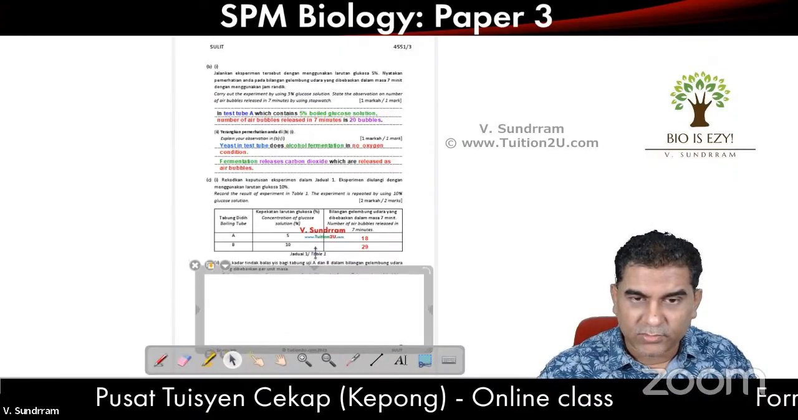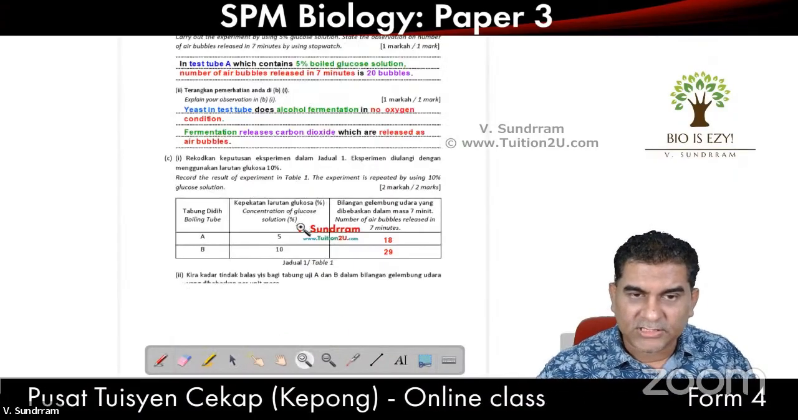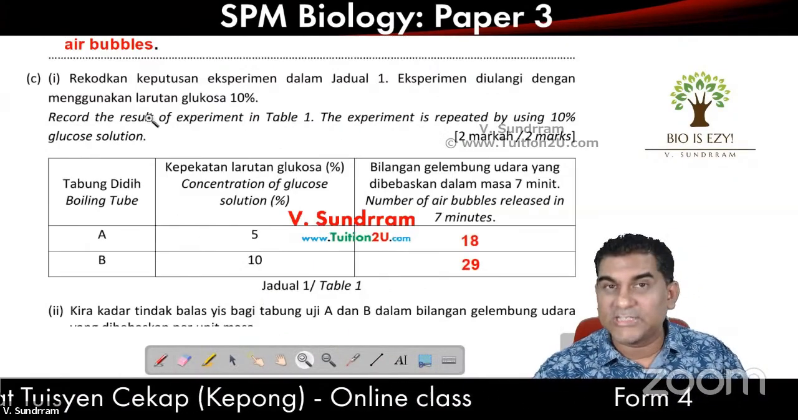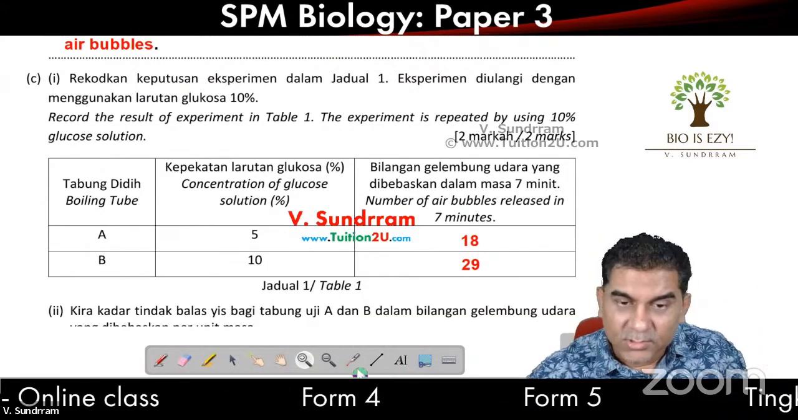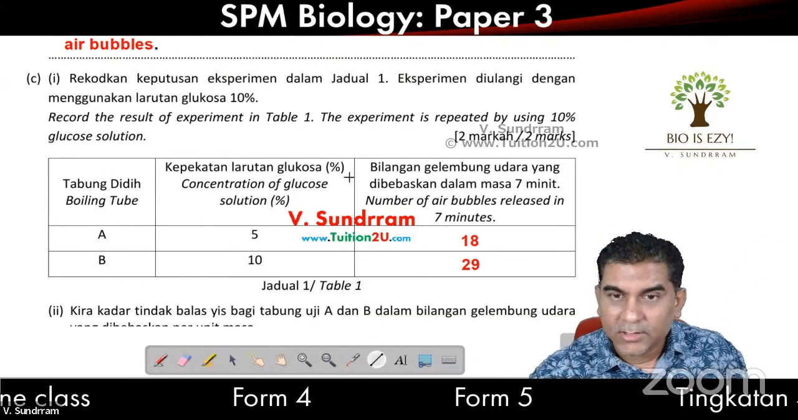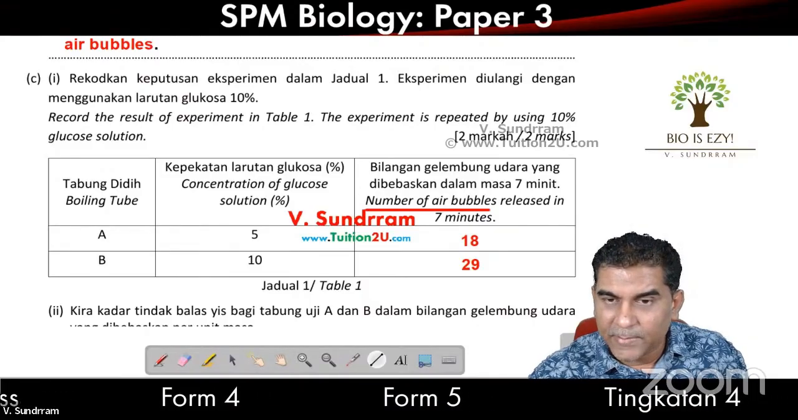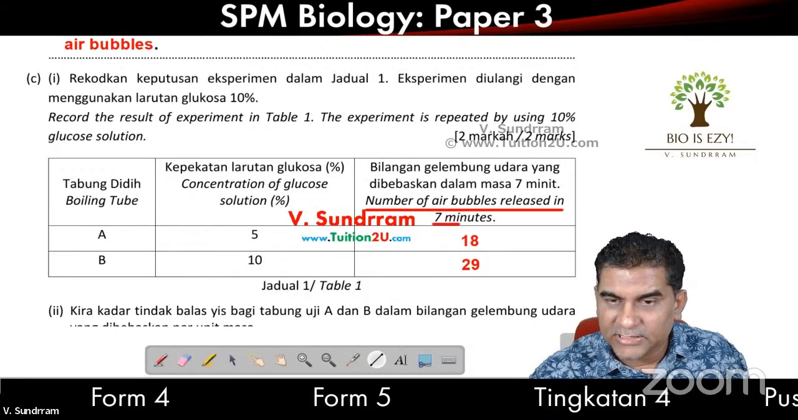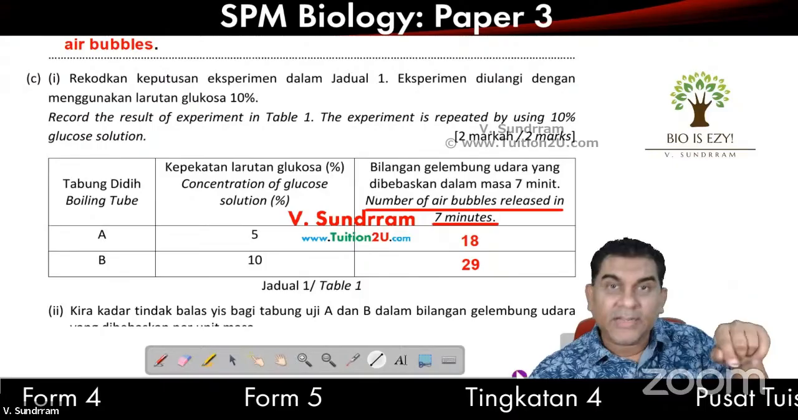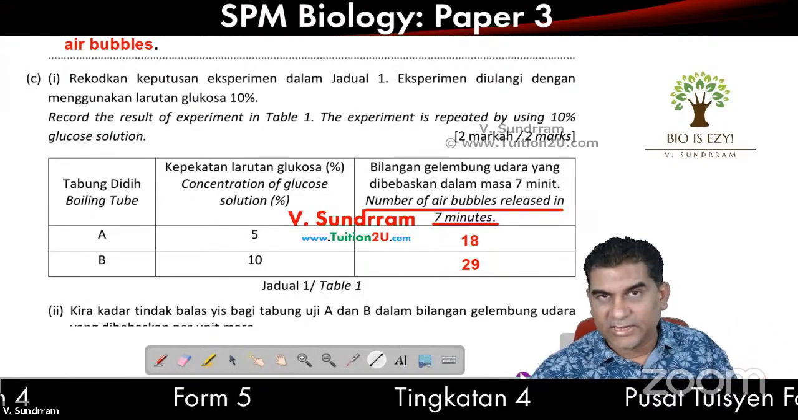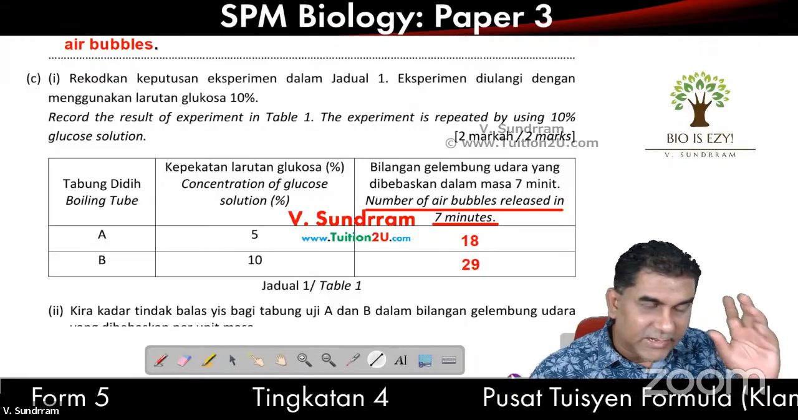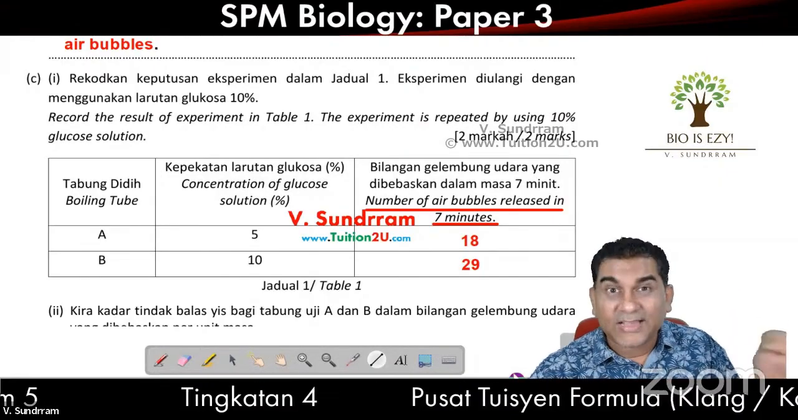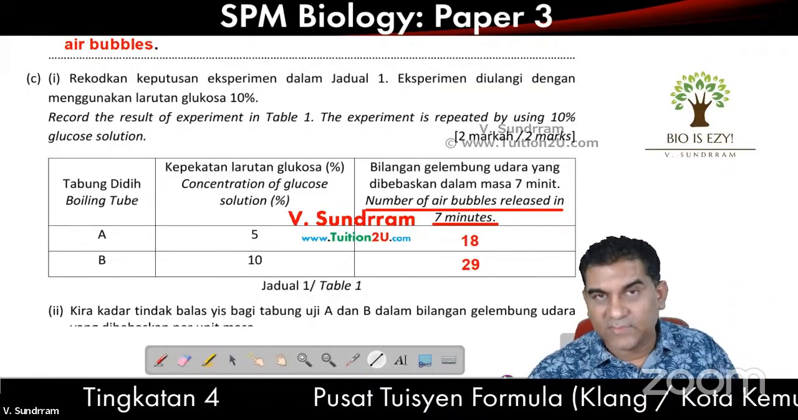If you go to this question, there is a table here, which is question C1. Actually, by right, I should have made this question C1 as question A. If you look at this table, you can see the words number of air bubbles released in 7 minutes. That's how you get the responding variable. Number of air bubbles released in 7 minutes, that is what we measure or we count. In this case, we count.